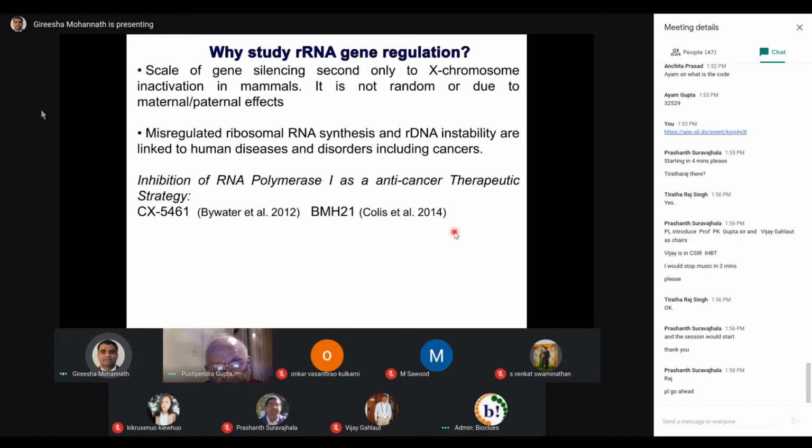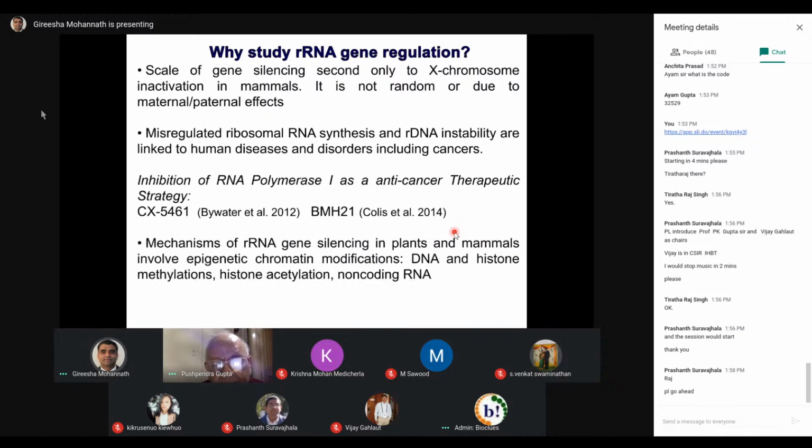And because these genes are upregulated, they have already been used as anti-cancer therapeutic strategies. So I will touch upon this again later. And this involves mechanisms of epigenetic regulation. Sorry, it involves epigenetic chromatin modifications.